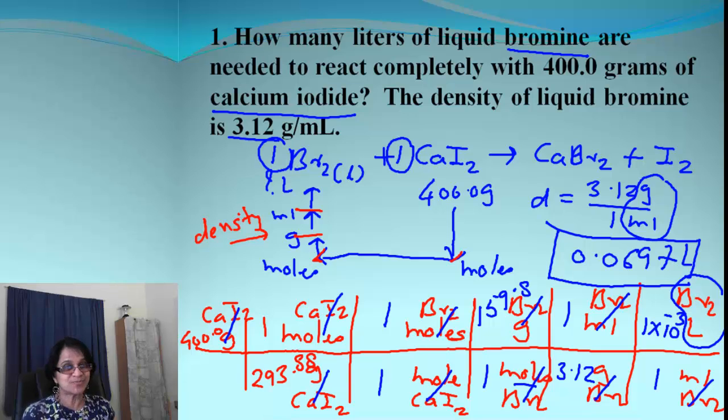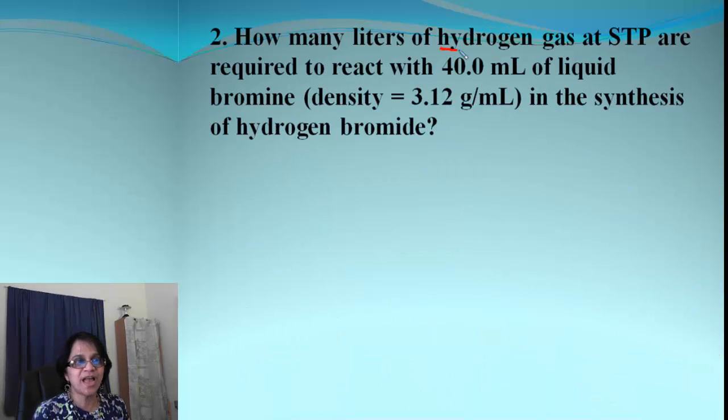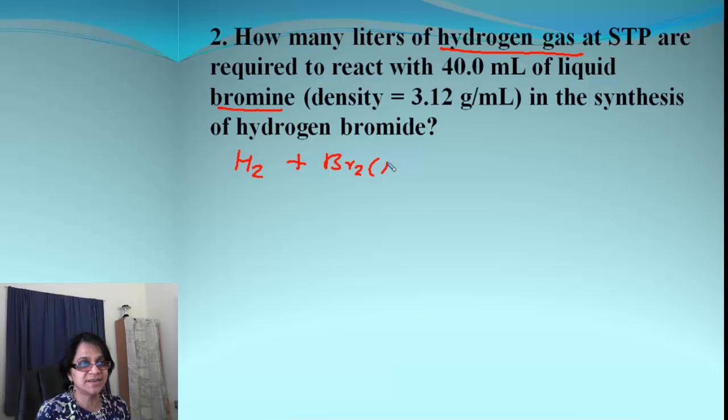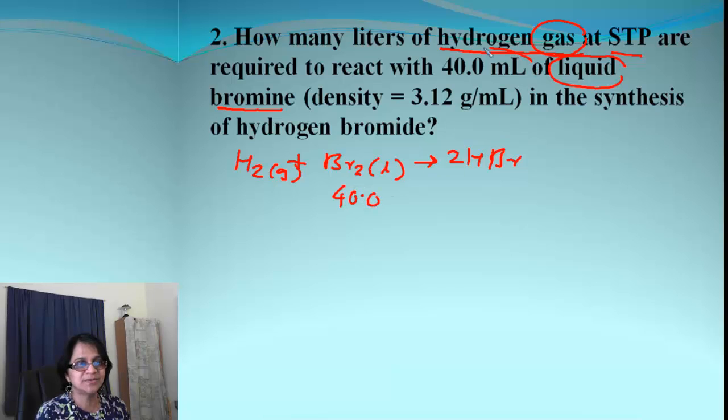Alright, are you ready for the next problem? In this question, we have hydrogen gas reacting with liquid bromine and producing hydrogen bromide. Let's get the reaction first. And keep in mind, it says liquid bromine. And then that is giving HBr, that's balancing, and also hydrogen gas is a gas at STP. So your beginning point is 40.0 milliliters of bromine, and your end point should be how many liters of hydrogen we have.